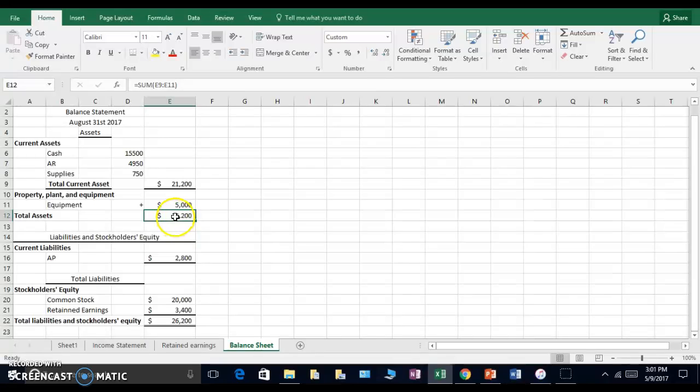So I took the 3,400, put it there, and added them all together. So I got this plus this. This and this have to balance, so they come out together. So voila, 26,200.